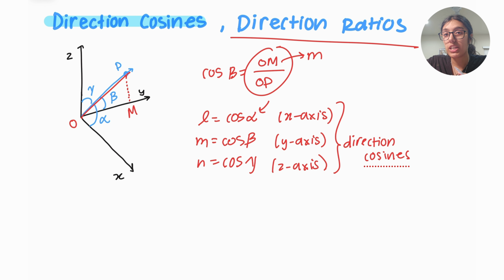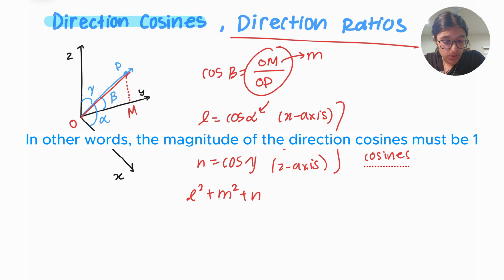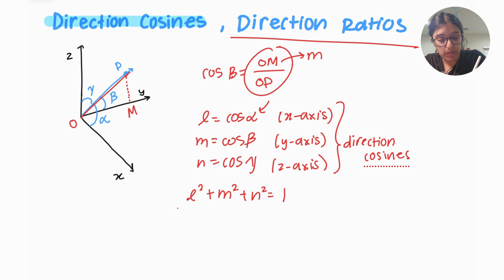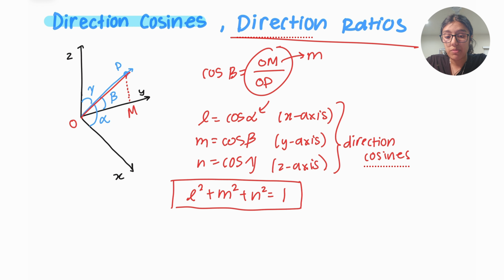One crucial property to note whenever you're solving questions around this is that L squared plus M squared plus N squared is always going to be equal to 1. So whenever they ask you to prove anything, just remember that this is a theorem as well.